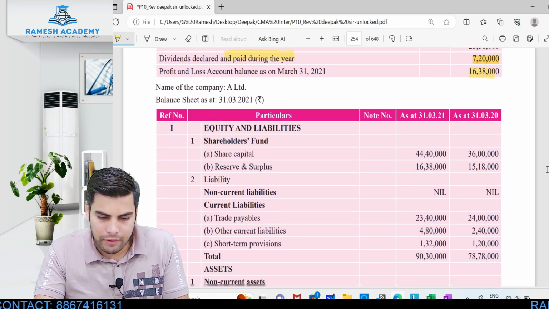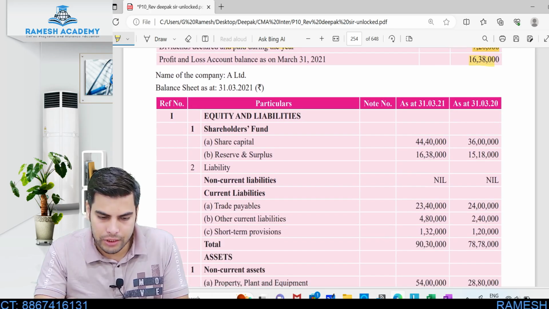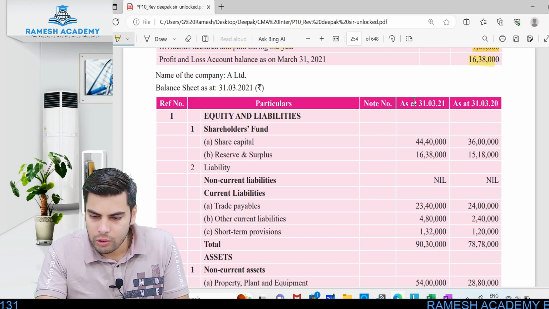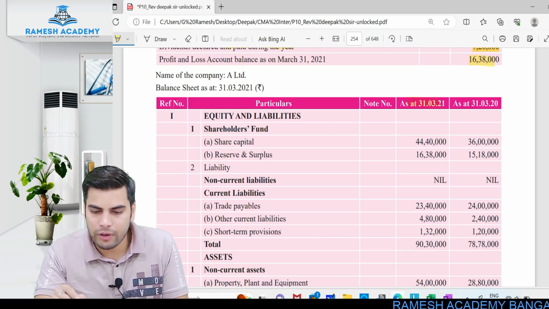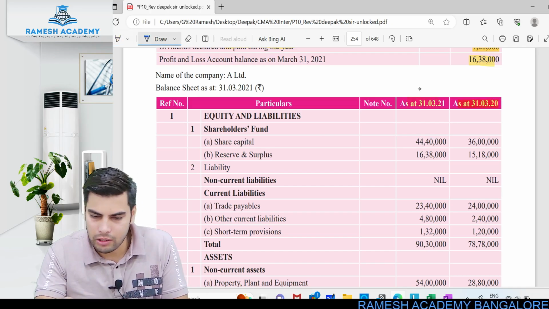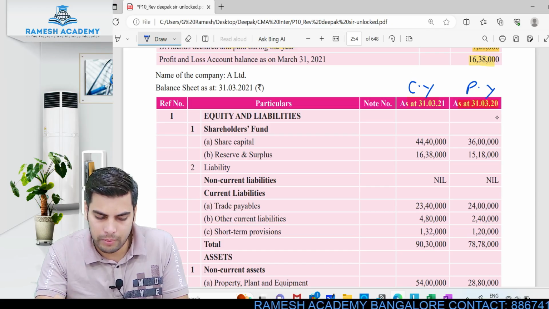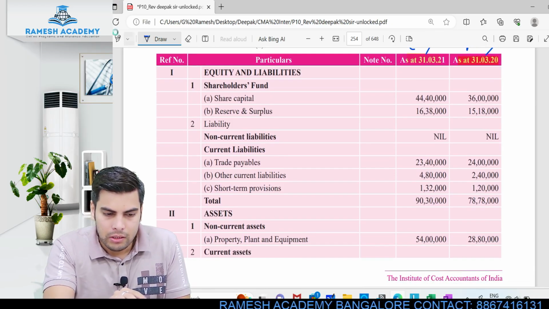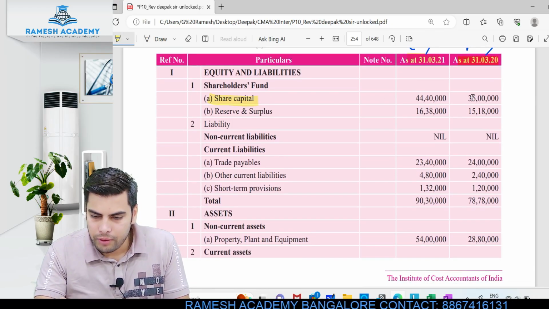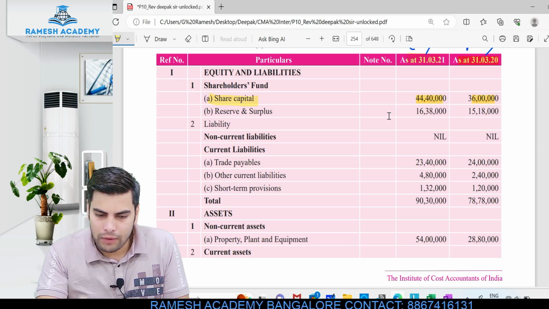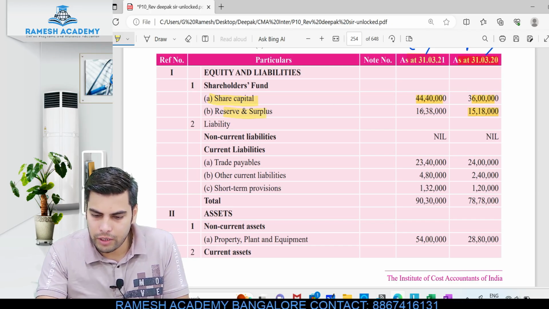After this, they have given you the balance sheet. Let's look into the balance sheet. Under shareholders' funds, they have given the share capital. Look at the years: this is at the end of the current year and this is at the end of the previous year. So this would be the closing balance, this would be the opening balance. Share capital has increased from 36 lakh to 44 lakh 40,000. Reserves and surplus have increased from 15.18 to 16.38.